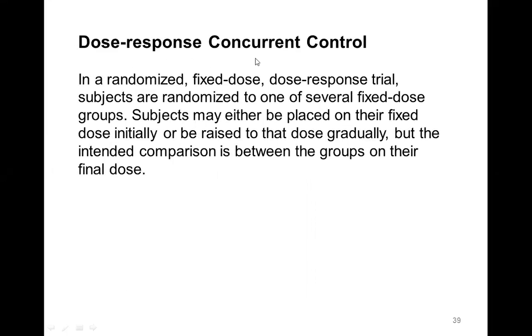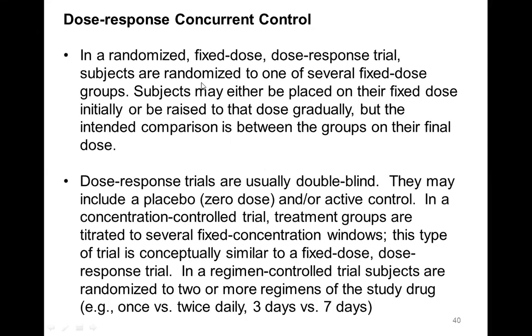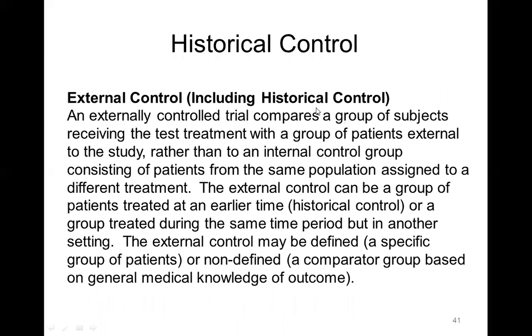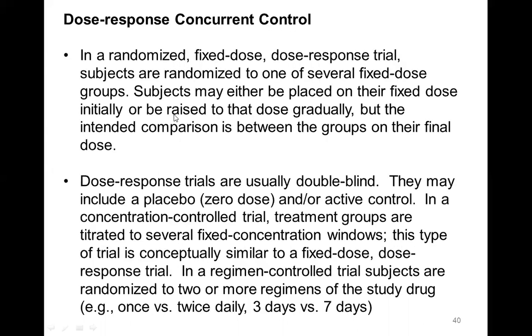We can also have a dose response concurrent control. When they say concurrent, it's basically just that it's being done simultaneously with the drug treatments, okay? And then, let's see, the randomized fixed dose response trial. The subjects are randomized to one of several fixed dose groups. So you can have low dose, medium dose, high dose, and then the subjects can either be placed on their fixed dose initially, or be raised to that dose gradually. So you can start them out at the low dose and work their way up, or they can just be given an individual dose. Okay?